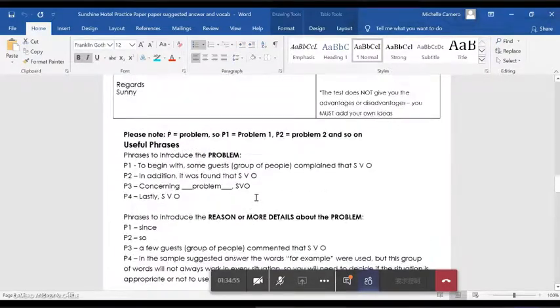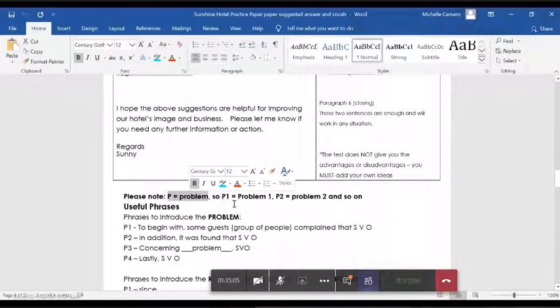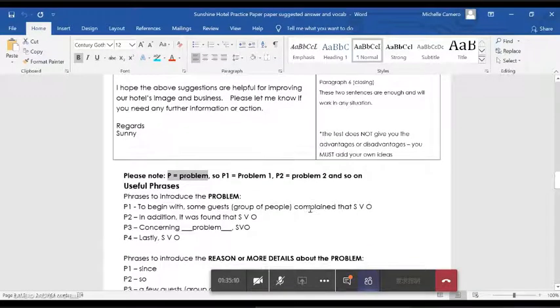And then like with all the other papers, this one isn't as detailed, but I did give you useful phrases to introduce problem 1, problem 2, and problem 3, and problem 4. So remember, P equals problem, P1 is problem 1, P2 is problem 2, P3 is problem 3, P4 is problem 4. All right, so phrases used to introduce the problem. So you can use this to begin with. Some guests complain that, SVO.